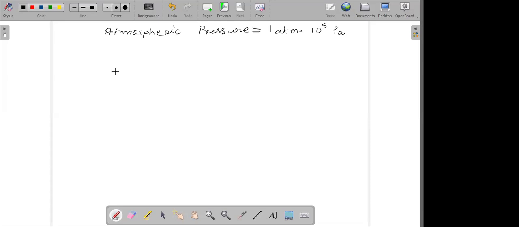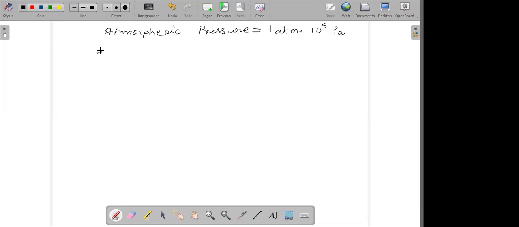Sir, it will change. So what will happen? Will the boiling point increase or decrease? Sir, it will decrease. Yes. If the atmospheric pressure decreases, the boiling point will decrease. All right. So now there is a question.